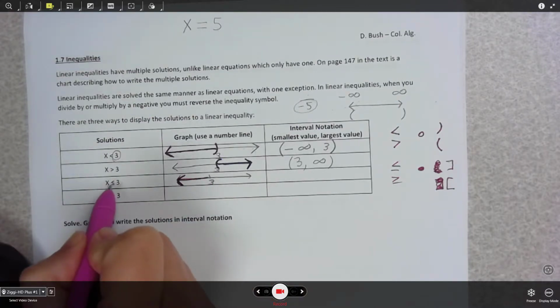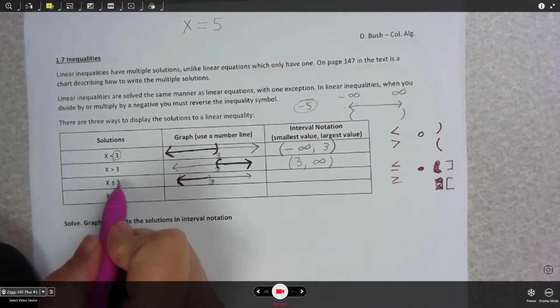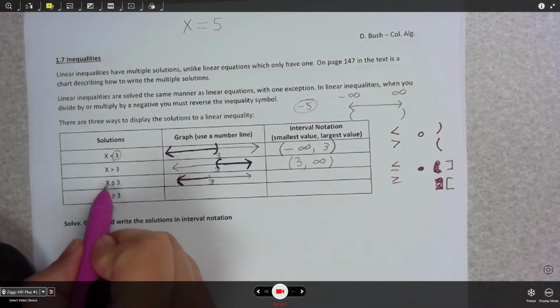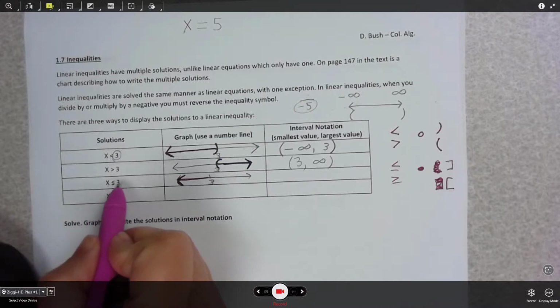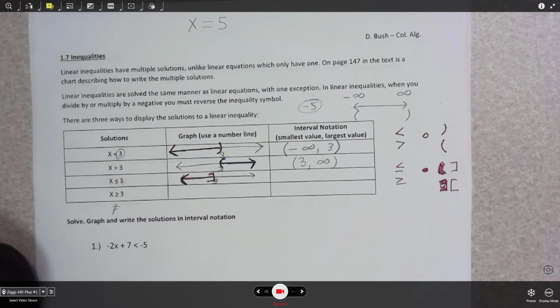All right, this time it has that equal to part. That says include 3. That 3 can be a part of the solution set. So if I plug a 3 in there, is 3 less than 3? No, but 3 is equal to 3. So I do want to include 3. So I'm going to put a bracket on it this time instead of the parenthesis.